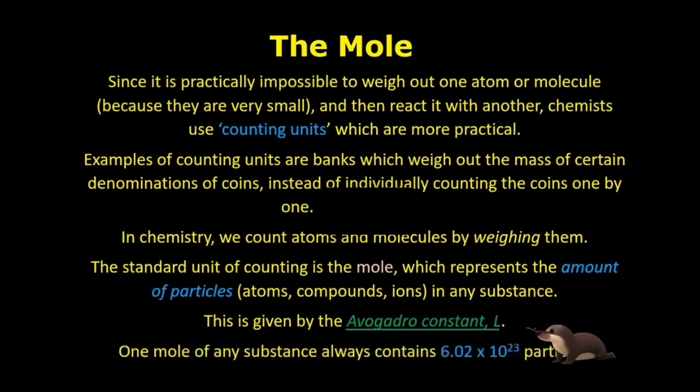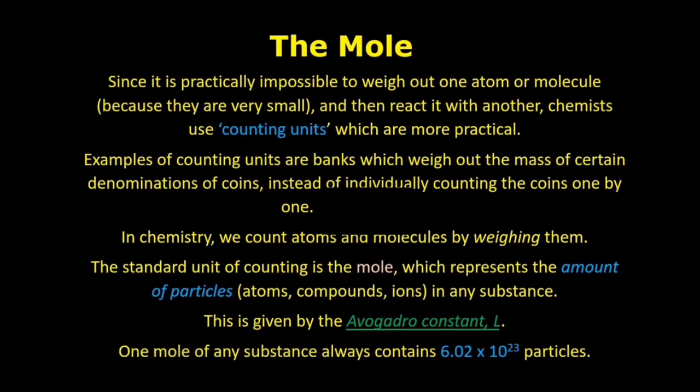And the Avogadro constant is a number which always remains the same, and it states that 1 mole of any substance is always equal to 6.023 times 10 to the power 23 particles. So you can find in some texts it will say 6.02 times 10 to the power 23. In some texts it will say 6.023 times 10 to the power 23.